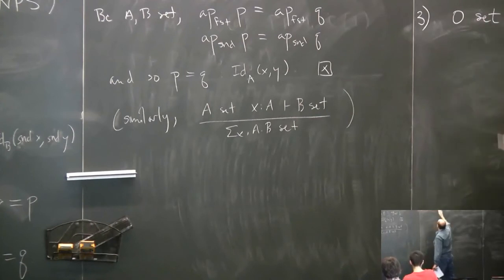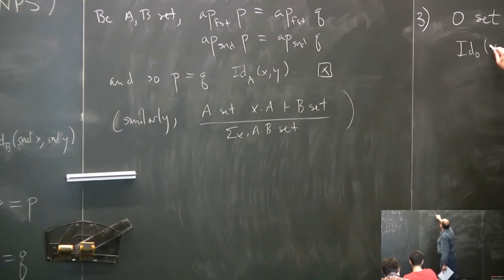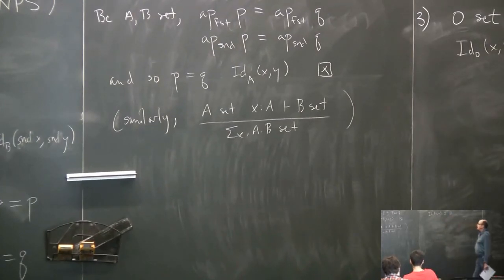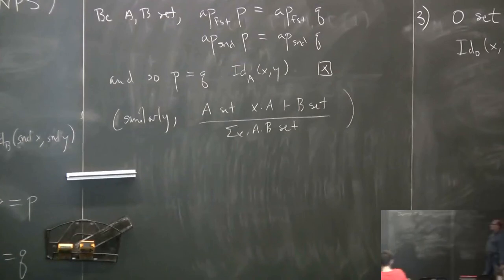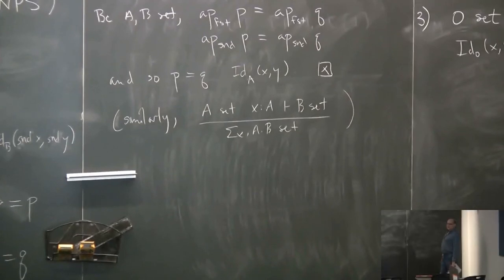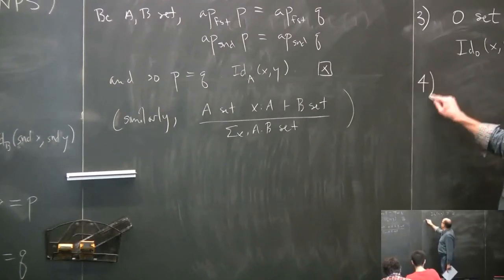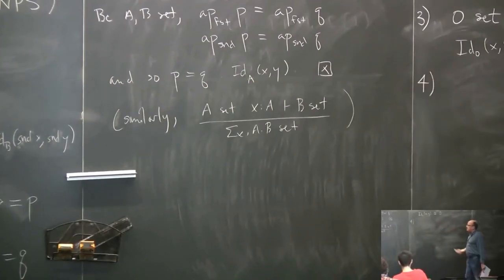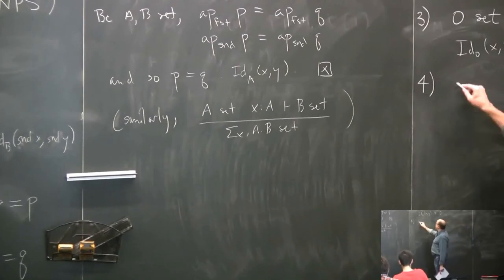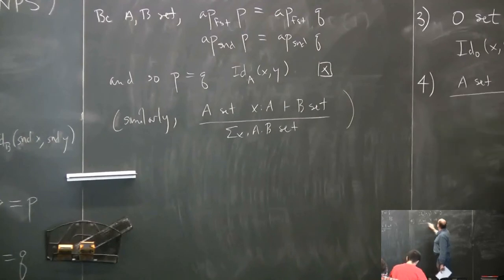So you can prove that 0 is a set. Well, that's trivial because there are no elements of 0. So you can prove that the identity, the path between any x and y in 0, which don't exist, is non-existent. So that's no problem. Okay, so you can see where I'm going, and I'm going to then say if A and B are sets, then A plus B is a set. And we can do it like that.